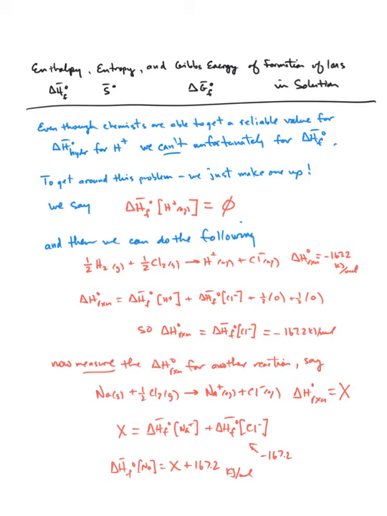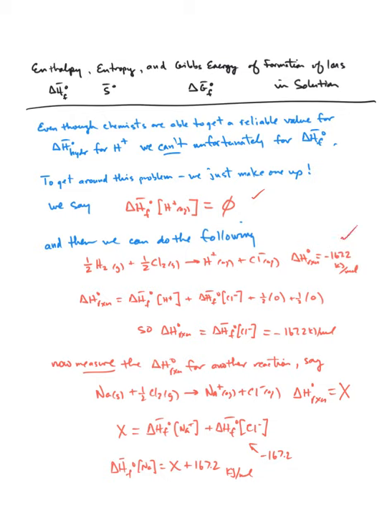Remember what a delta H of formation is? It's the creation of 1 mole of something from its elements in their standard state. So getting a high-level calculation for a mole of hydrogen is not going to be as precise. So to get around this problem, we basically just make up a value. Sounds strange, but we can do it. Basically, we're going to say the delta H of formation of a hydrogen ion in aqueous solution is 0.